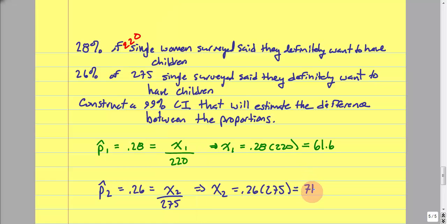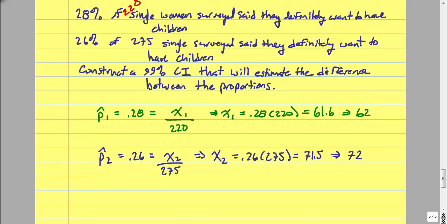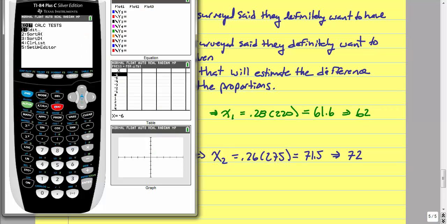So again, we can't put these numbers into the calculator. You could use these numbers if you were going to build your confidence interval using the formula working by hand, but our calculator won't let us do this. So for this one, let's go ahead and round this one to a 72, and this one we'll go ahead and round to a 62. And these are the numbers that we'll put in our calculator. So going back, we go to Stat, over to Tests, and we are looking for 2 proportion Z interval.